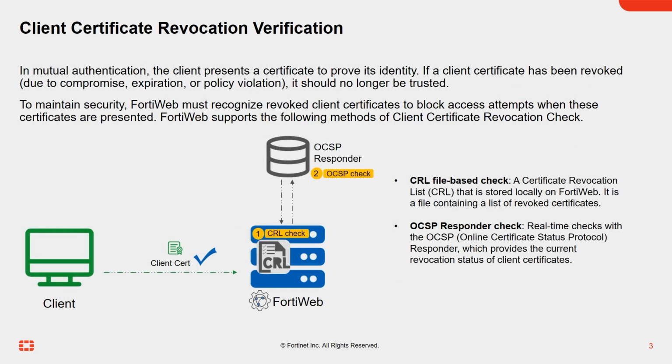In mutual authentication, the client presents a certificate to verify its identity. If a client certificate has been revoked, whether due to compromise, expiration, or a policy violation, it should no longer be trusted. To ensure security, FortiWeb must identify revoked client certificates and block access attempts when these are presented. FortiWeb supports several methods for performing client certificate revocation checks.